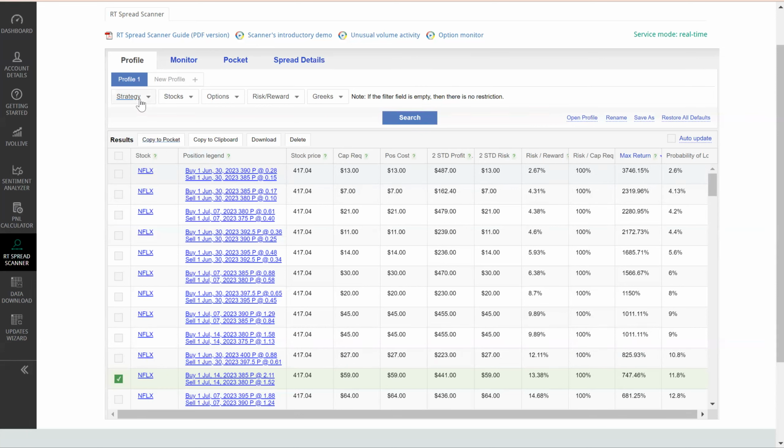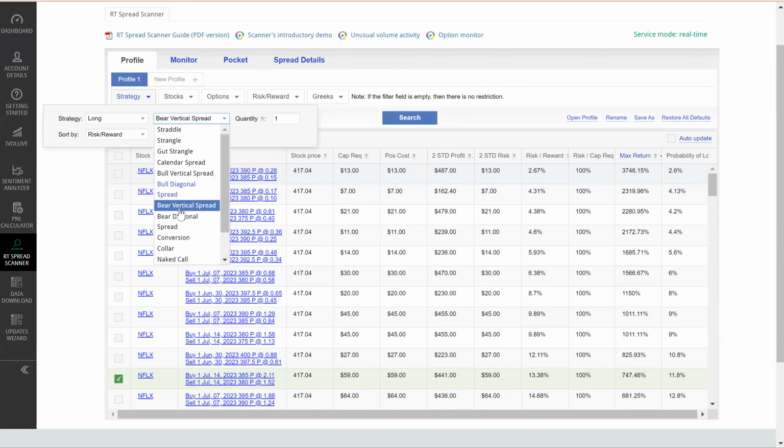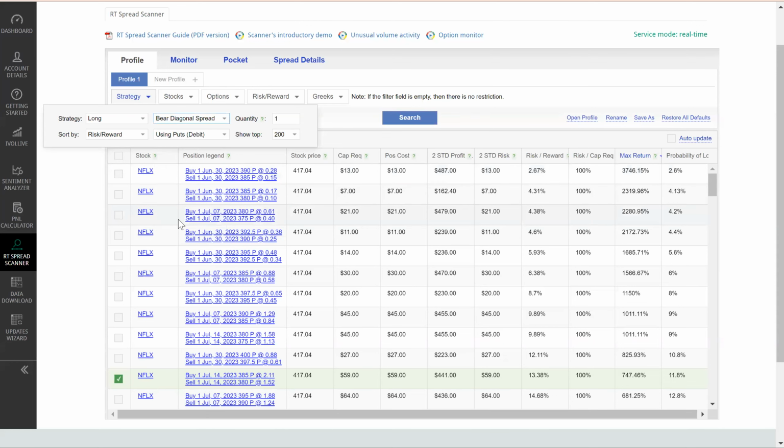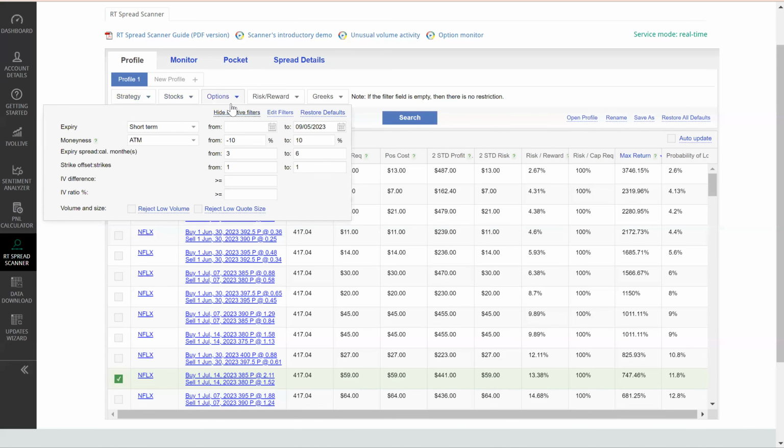And then I want to show one more using Netflix. So these are bull and bear vertical spreads. This is where, again, it's handy if you think a stock is going to finish within a certain range. Now, if you're not so confident that it's going to finish within a certain range, a powerful strategy is the bear diagonal spread. And here's how that works.